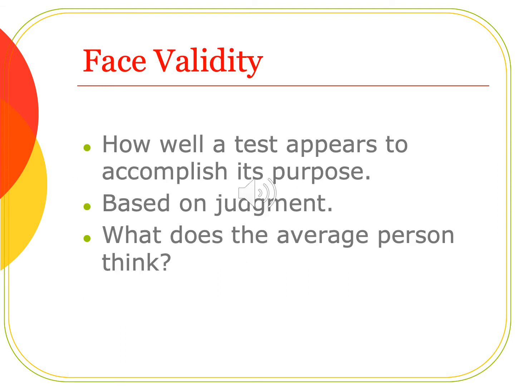The first kind of validity we're going to talk about is face validity. Face validity is how well a test appears to accomplish its purpose. It's really based on judgment, and it's based on the average person's judgment, right? So if you were giving a child an articulation test and the parent was watching, the parent would say, it looks like they are assessing my child's speech. They're asking her to make different sounds. They're writing down the sounds. They're recording them. On its face, it looks like an articulation test.